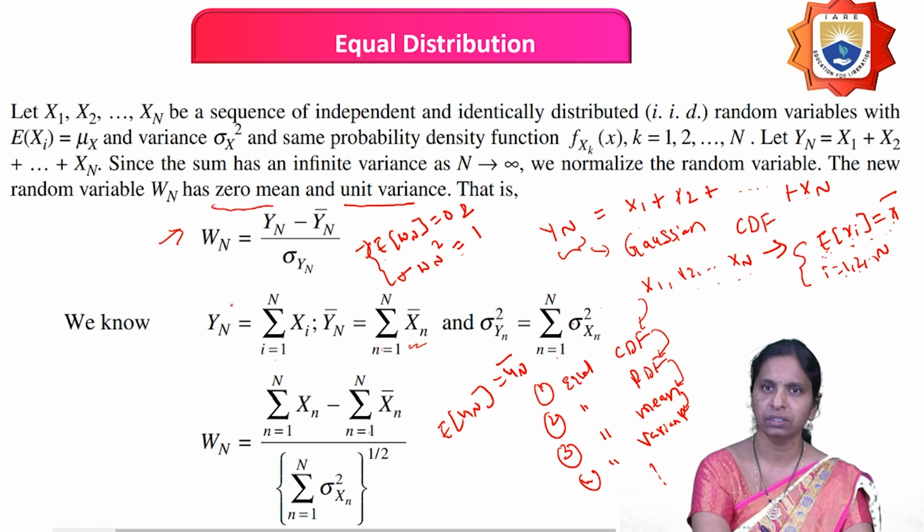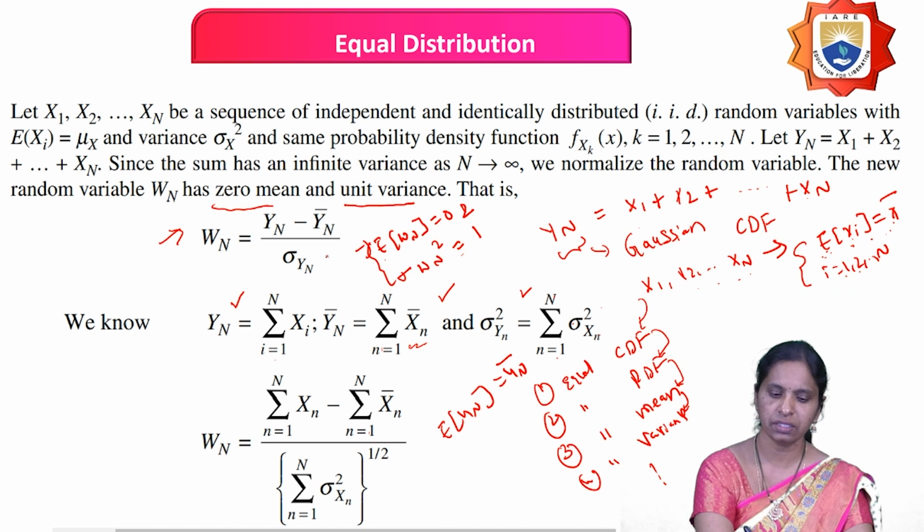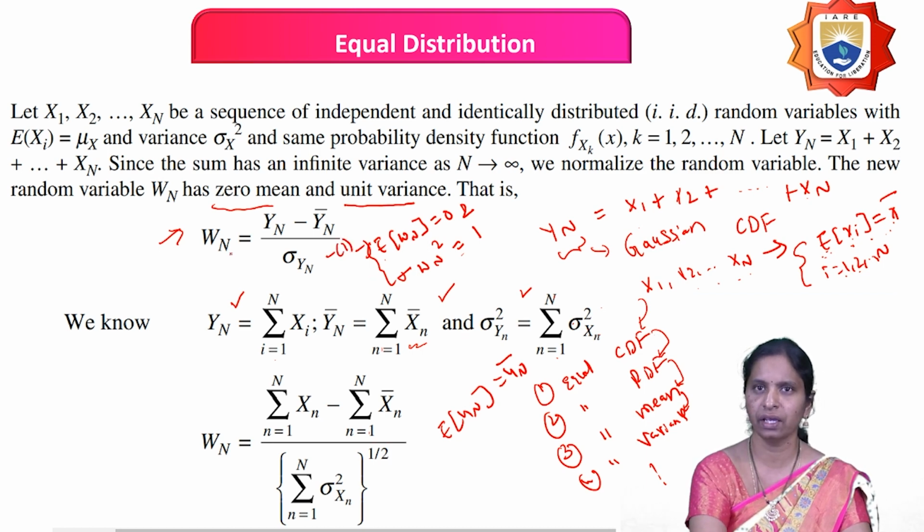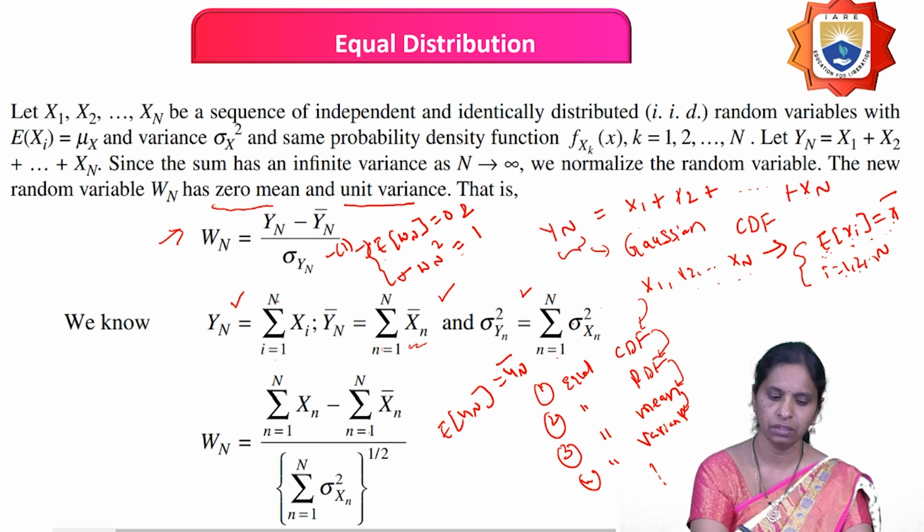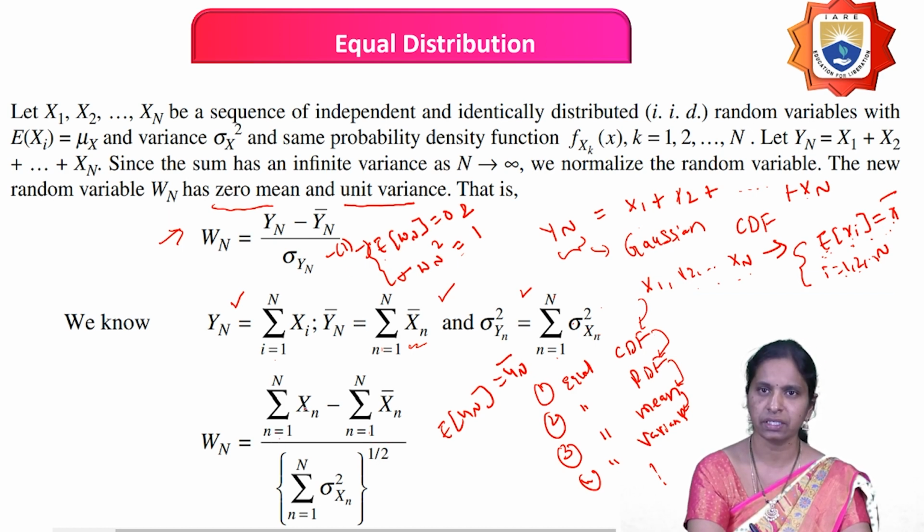Now you substitute yn, yn bar and sigma yn square in this equation 1. Then you can rewrite this random variable wn as: sigma n equals 1 to n xi, you can take i or n, that depends, so sigma n equals 1 to n xn minus yn bar, which is sigma n equals 1 to n xn bar, by sigma yn. What is sigma yn? You know the variance of yn, nothing but sigma yn square equals sigma n equals 1 to n sigma xn square. Now what is sigma yn?